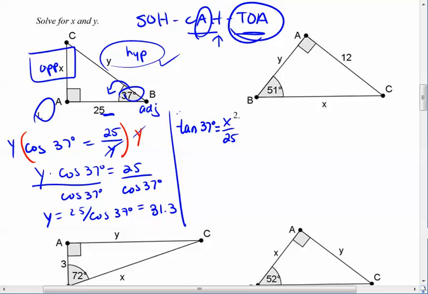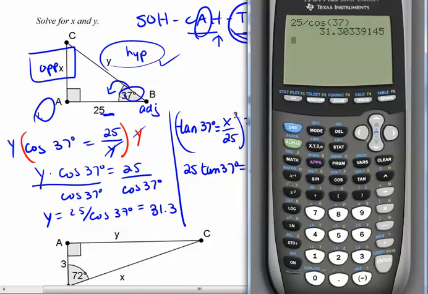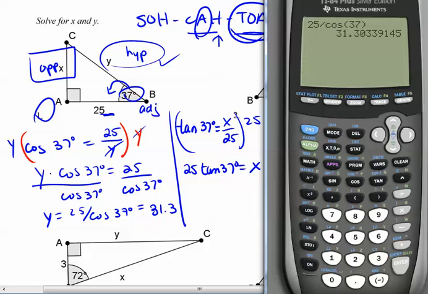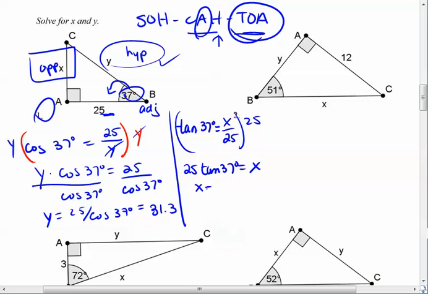Now this is a little easier. What do I want to do on both sides? I want to multiply by 25. So I get 25 tangent 37 equals x. Get your calculator out, and type 25 tangent 37. Press enter, and we get 18.8 if we round to the 10th place. So x equals 18.8. We'll box that along with y equals 31.3.